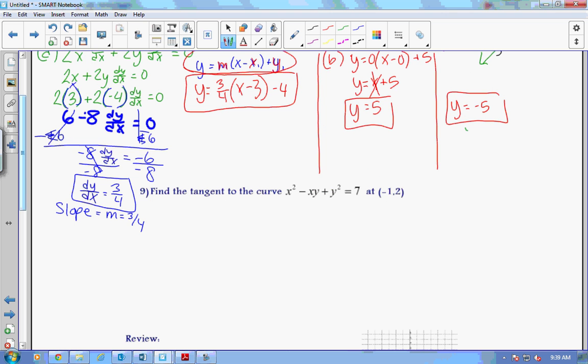Really quick, what's the derivative of our function on number 9? x squared would just become 2x. Now, first last, I'm going to take the negative with the x. First, last, derivative of y is dy dx. Oh, that's it.